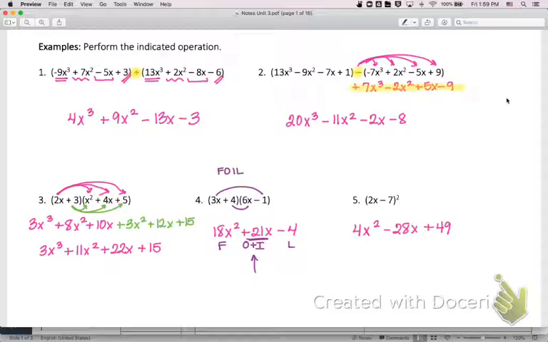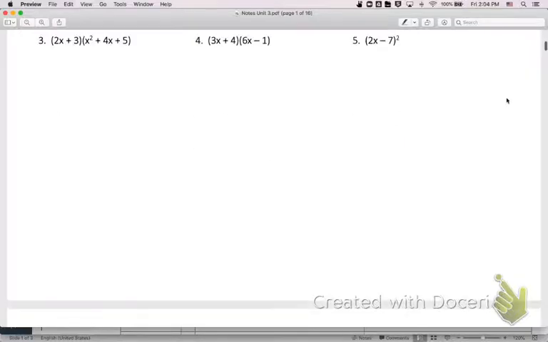And then on number 5, this is one we've seen several times already this year. Square the first, square the last, multiply, and double. That's where the negative 28 term comes from on the outside. Great. Okay.